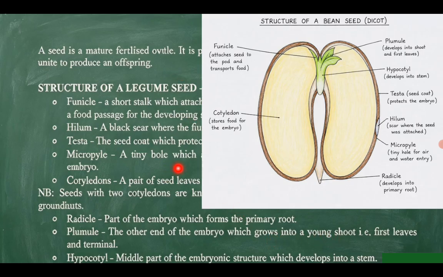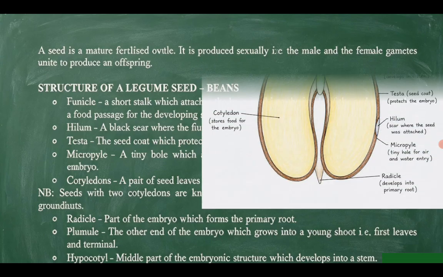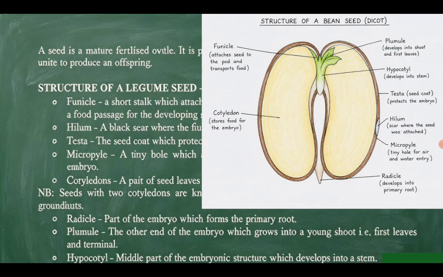So we have looked at the parts, the structure of legume seed, for example, the groundnut seed or the bean seed. Whether it's bean seed, soya bean, or any other dicotyledonous plant seed, these are the parts. You must know them and be able to respond to questions to do with the structure of a leguminous seed. Examples of leguminous seeds are groundnut seeds, soya beans, and many others you can think of.